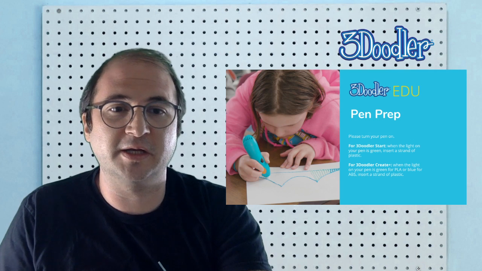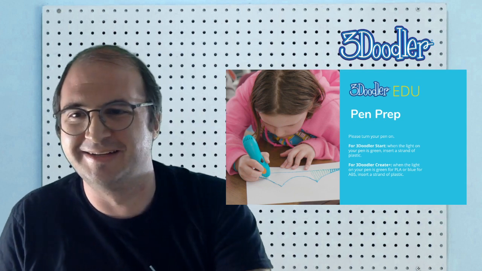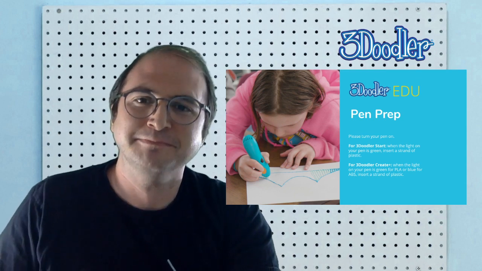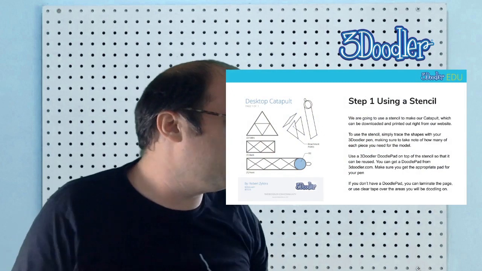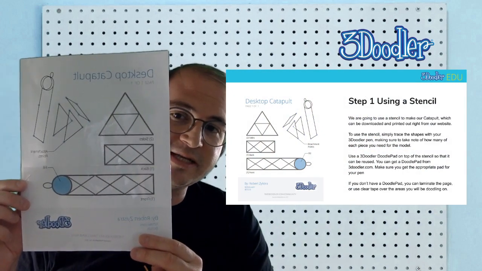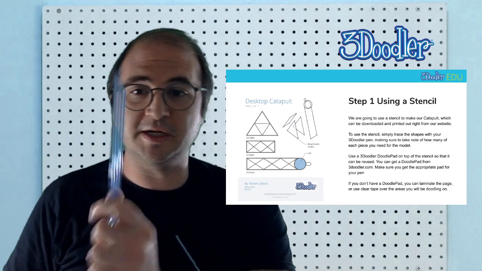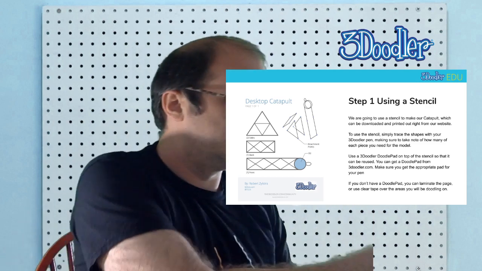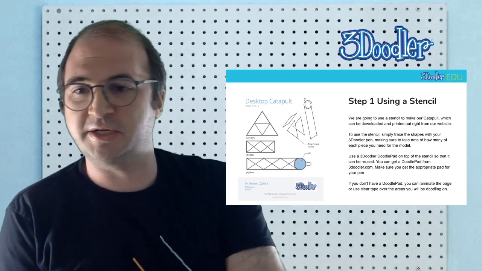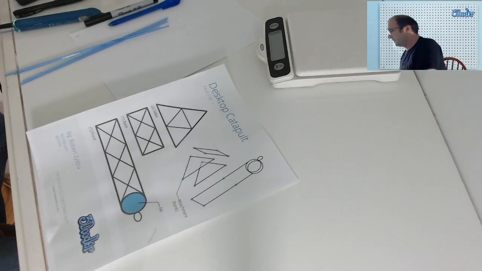I will be looking at comments as we go along. Please make it fast and start to sketch. All right, I will get to the sketching then. I'm using our desktop catapult stencil for this project. You only need a couple strands of plastic because it's not a particularly big project. Let's get to the doodling.